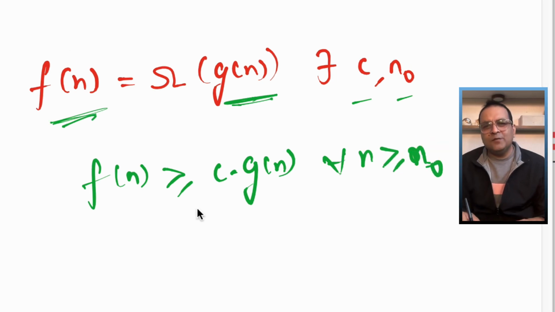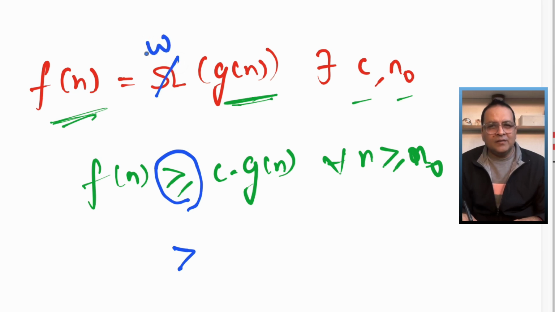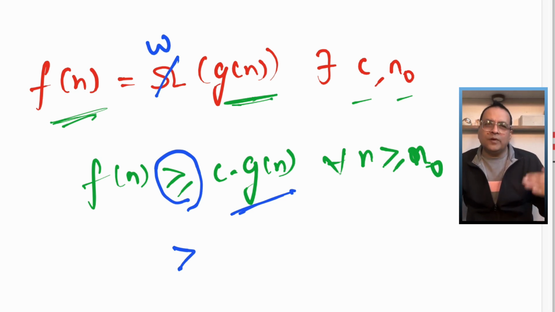And now you can guess, if you change this greater than or equal to strictly greater than, then instead of omega, it will become little omega. So a function f(n) will be called little omega of g(n) if there exist two constants c and n0, such that f(n) is strictly greater than c g(n) for all the values of n greater than or equal to n0. So omega is closer to f(n) than little omega, and little omega is a subset of omega, the way small o was a subset of big O.